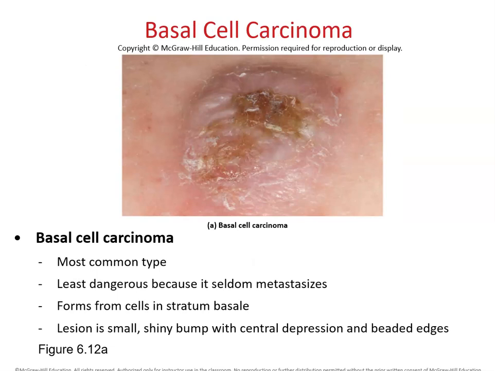So, starting with basal cell carcinoma. This is the most common type. It's also, fortunately, the least dangerous type. It very rarely metastasizes, meaning it very rarely has pieces of the cancerous tumor break off and travel to other parts of the body and develop tumors there. That's what metastasize means. It forms from the stratum basale. When we see this, it looks like a small bump. Sometimes it's shiny in appearance, and it has a depression in the middle and maybe some roughness around the edges.